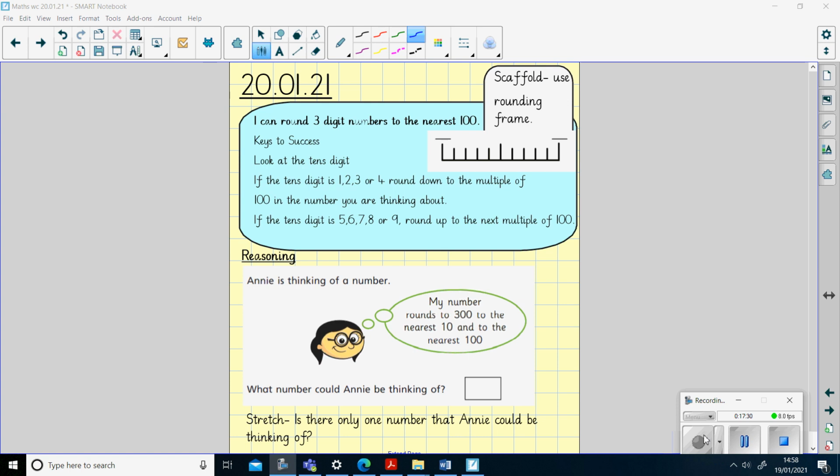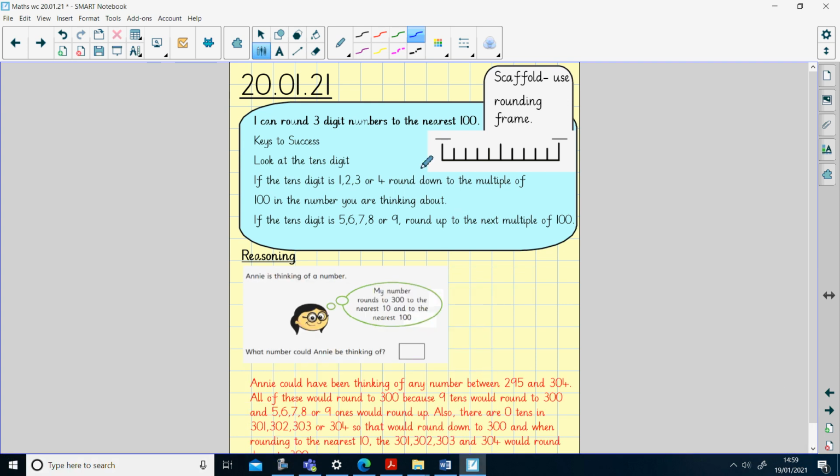There is a stretch challenge there as well. Is there only one number that Annie could be thinking of? So which number would round to 300 if we're rounding to the nearest 10 and 100? And is there only one number that Annie could be thinking of? Pause the video and pop back to me when you're ready.